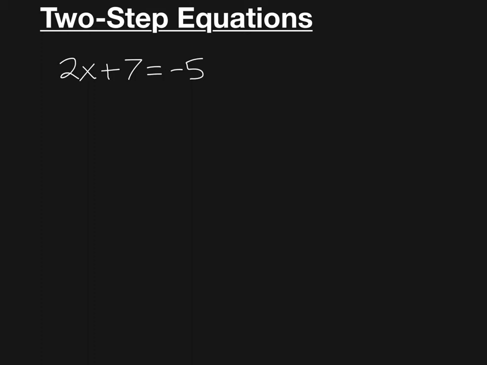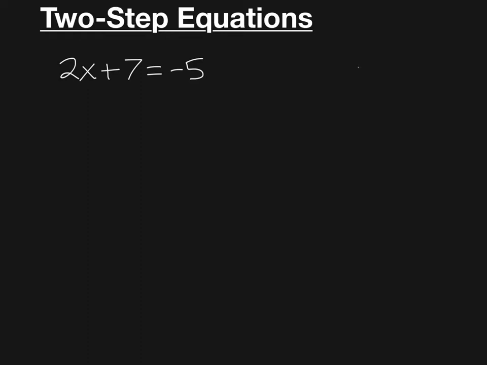Hey everybody. In class today we worked on a problem that taught us how to find a missing value by working backwards through the problem using inverse operations. That process, working backwards, is a great way to solve more complicated types of equations than we're used to seeing. In this case, we have an equation that says 2x plus 7 equals negative 5.